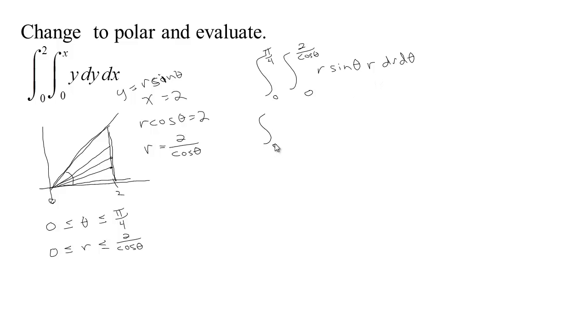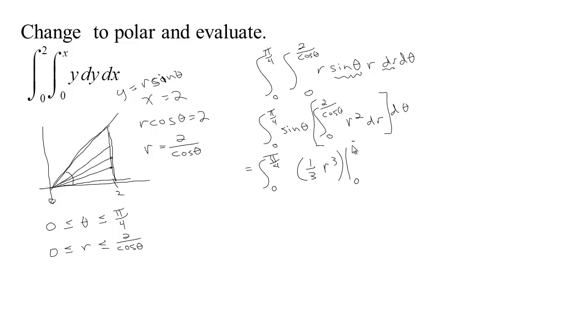So let's see. We have the integral from 0 to pi fourths. You can see this sine theta, the inside integral is with respect to r, so I might as well pull that sine theta all the way out. And then I can just focus on doing the integral from 0 to 2 over cosine theta of r squared dr d theta. Now our inside integral, antiderivative of r squared is 1/3 r cubed, and we're going to evaluate that between 0 and 2 over cosine theta. And then we're going to integrate that d theta.